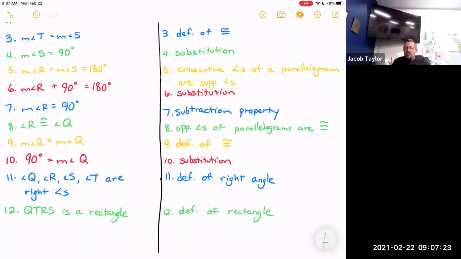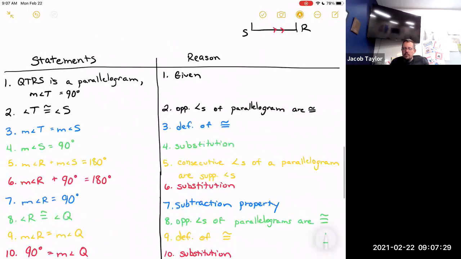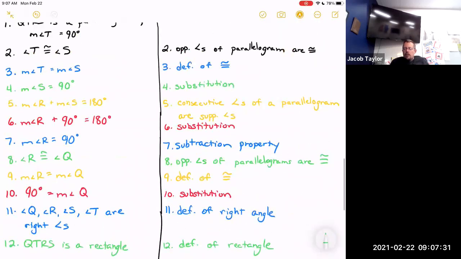Are we done with this proof? Well, did we prove the thing that we wanted to prove? We wanted to prove QTRS is a rectangle. And the last thing we wrote was QTRS is a rectangle. I think we're done with this proof.